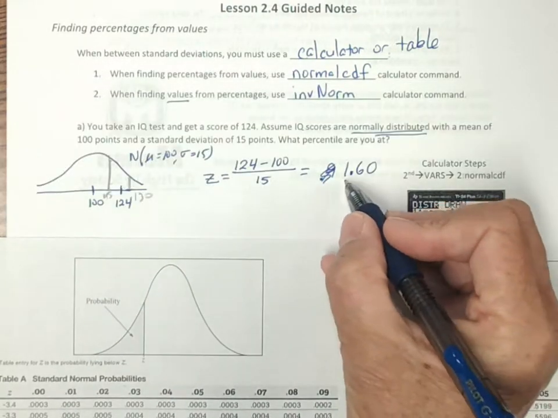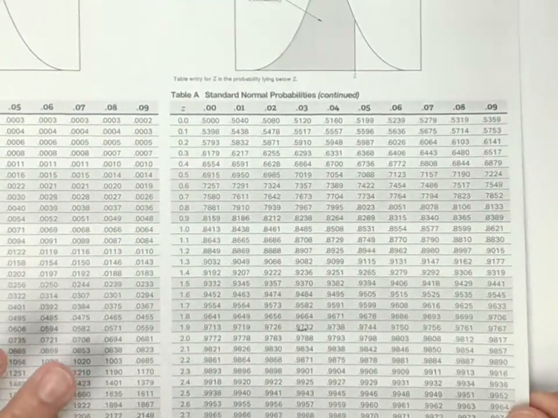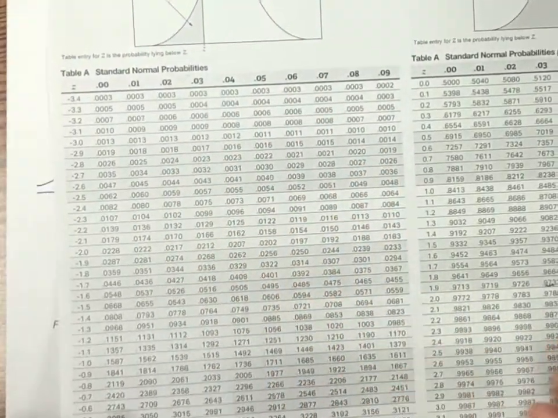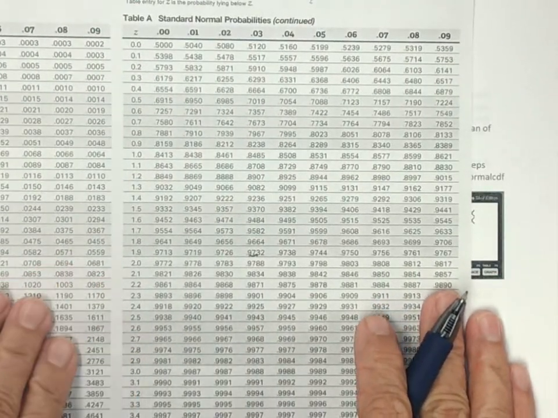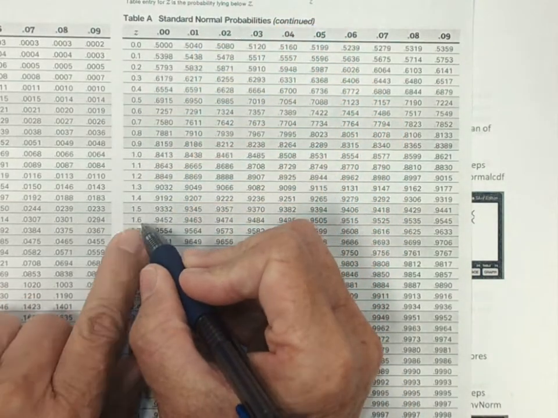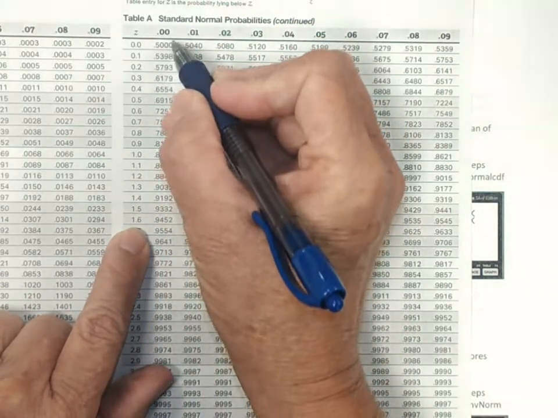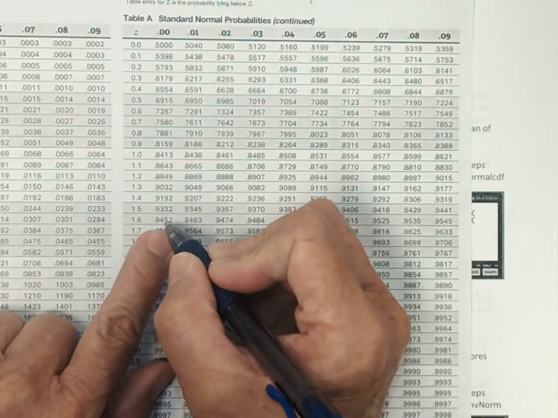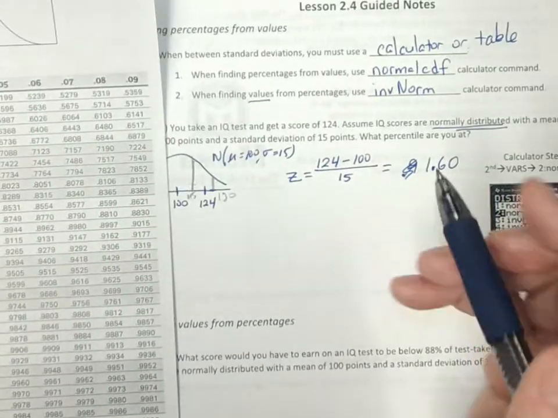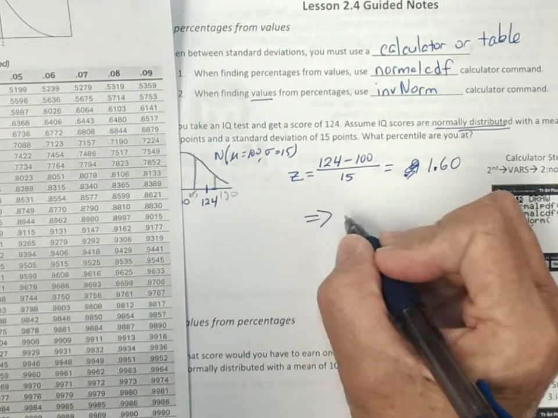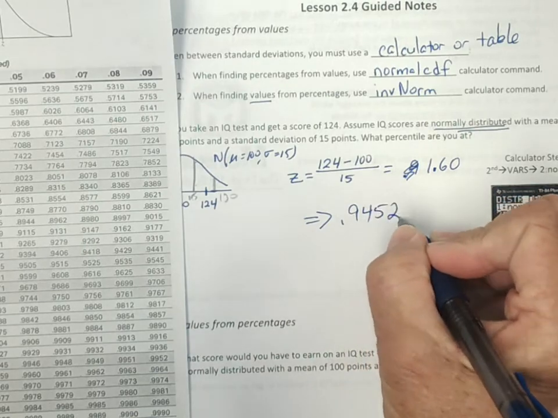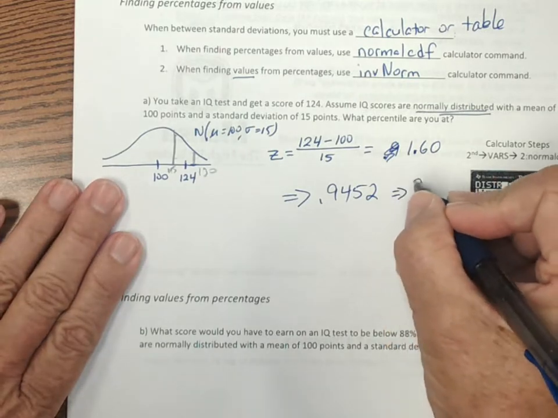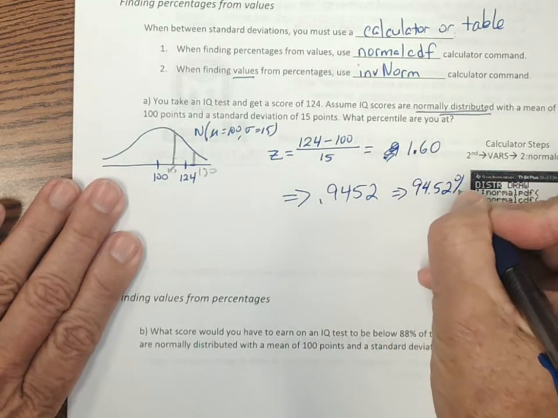So I have a z-score of 1.60. So I'm going to come over here, and the positive z values are on the right, the negative ones are on the left. So I'm going to come over here, and I'm going to come down here looking for 1.6, and the 0 I'm going to find up at the top, so the last decimal place. So 1.60 is right here. I get 0.9452. That is the percentage as a decimal. So this equals 94.52 percentile.